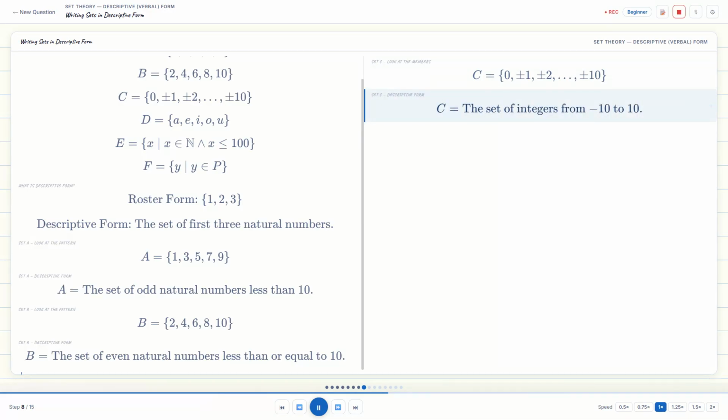Those numbers are called integers. Integers are whole numbers that can be negative, 0 or positive. So we write C is the set of integers from negative 10 to 10.